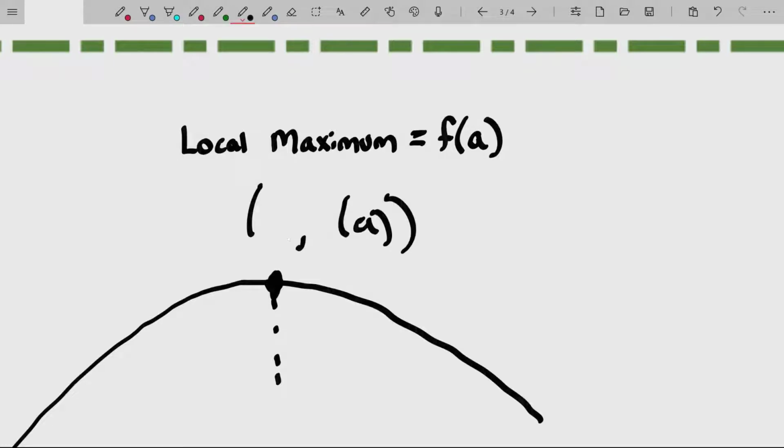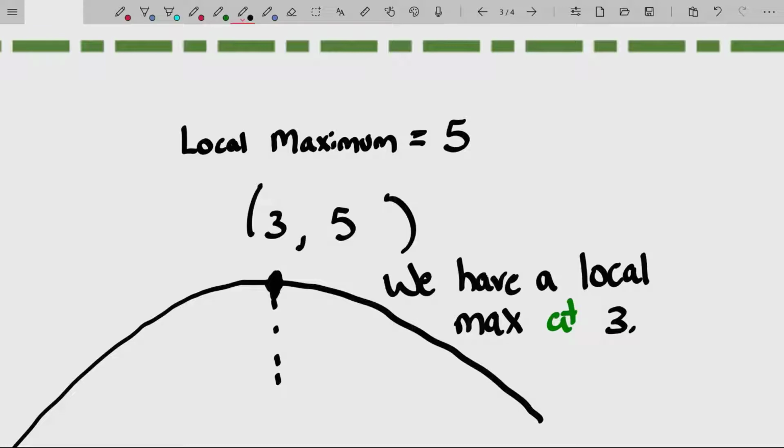Actually, maybe I should put actual numbers here. What if I told you the input here was 3, but the output was 5? We would say the local maximum is 5, or the local maximum value is 5. We have a local maximum at 3, though. So maybe I'll write that down. It's just a subtlety in language.